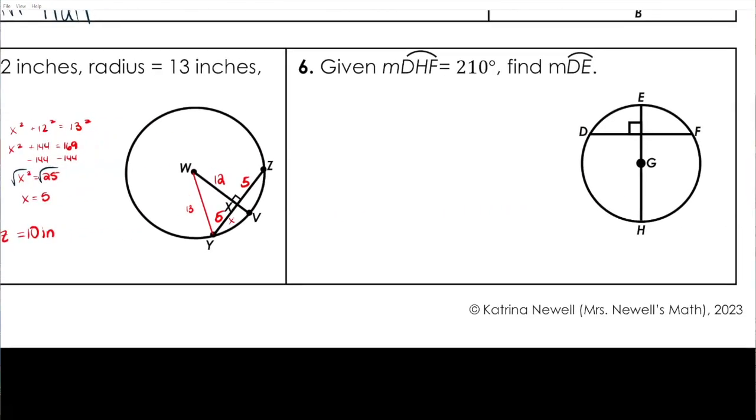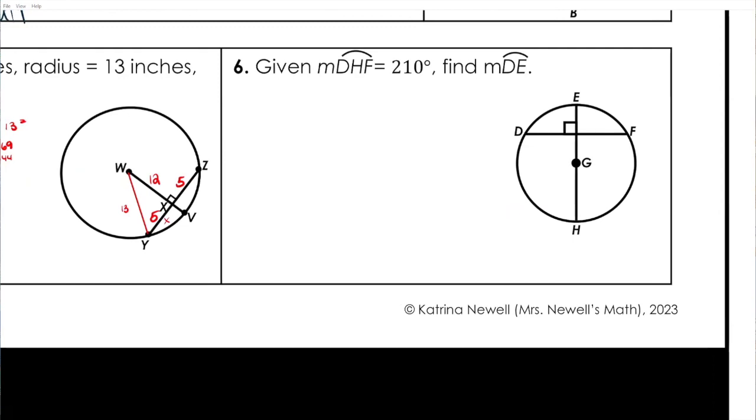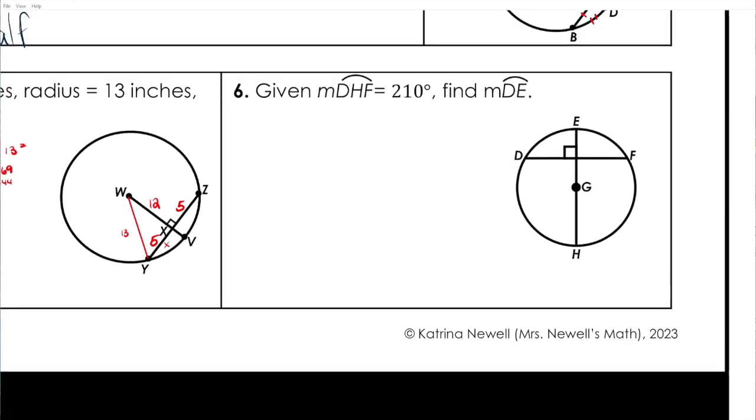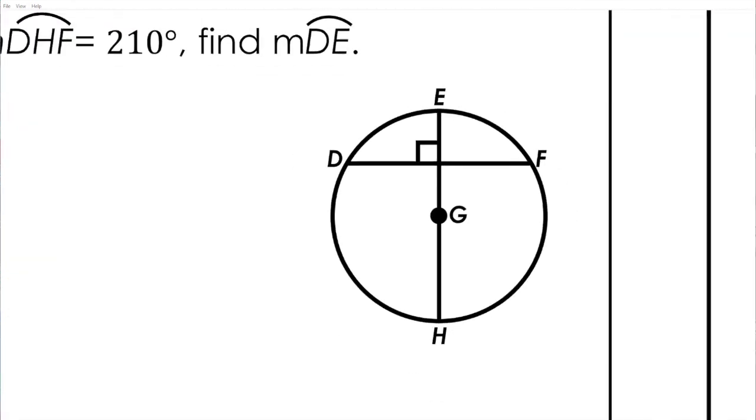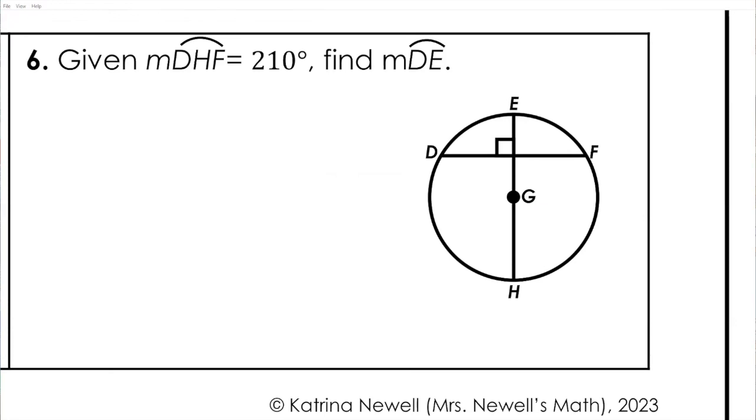Okay. Given the measure of arc DHF, is that a major arc or a minor arc? Major, how do we know? It's more than 180 and got 3 letters. So that's telling us we're not going this way. We're starting at D, passing through H, finishing at F. So that's 210.